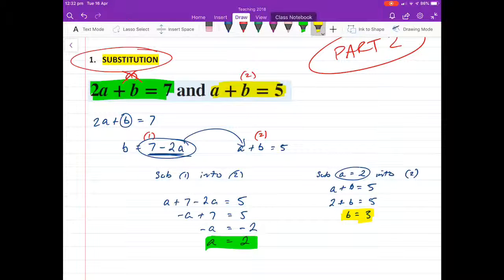Then what you can do, same as that previous video, is go back and substitute a equals 2 and b equals 3 back into equation 1 and equation 2 to make sure that the left hand side equals the right hand side. So the only difference is that we had to do a little bit of work with equation 1 here because we didn't have that isolated variable. If you had adjusted equation 2, you would have come to the same result of a equals 2 and b equals 3.